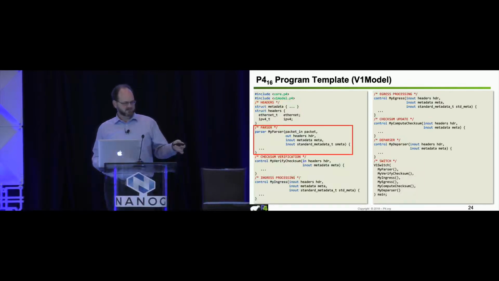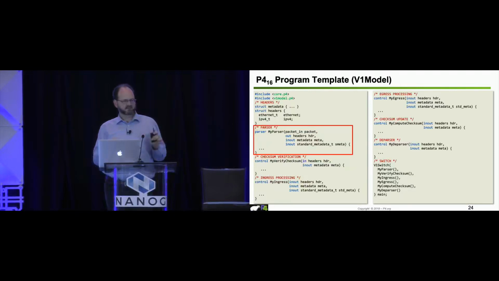So after that, the blocks here are going to follow along with that V1 model left to right path of parser, checksum, ingress processing, egress processing, checksum update, deparser. And so there's a separate block for each of these. Each one has a set of parameters in parentheses there. These are kind of like parameters to a function in C.